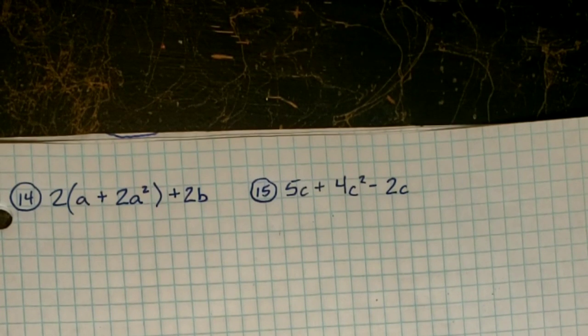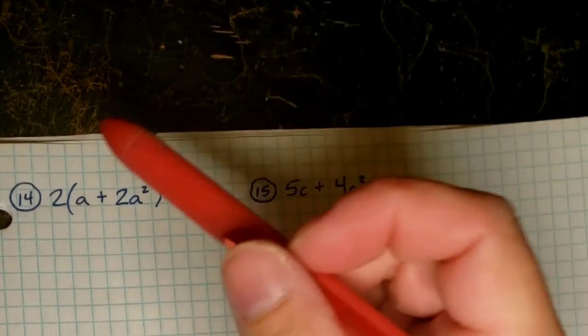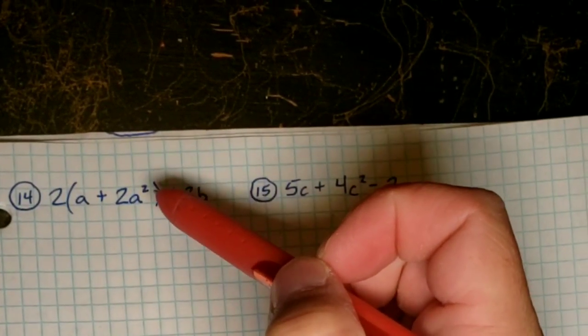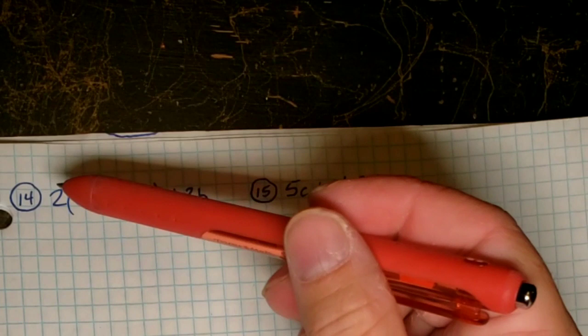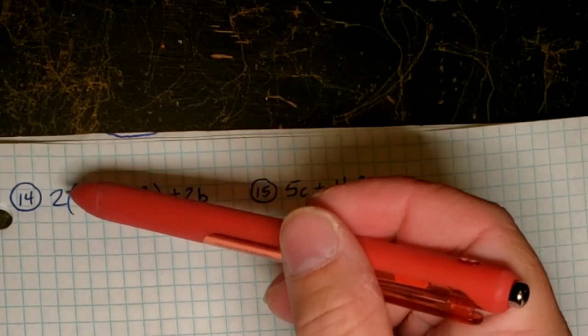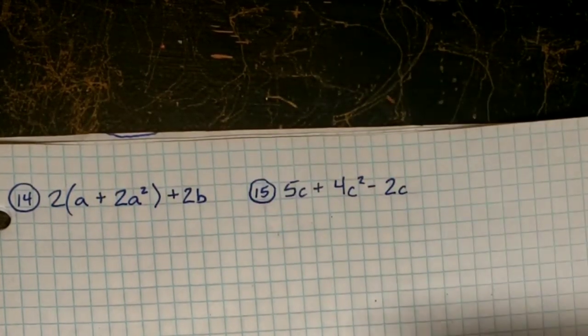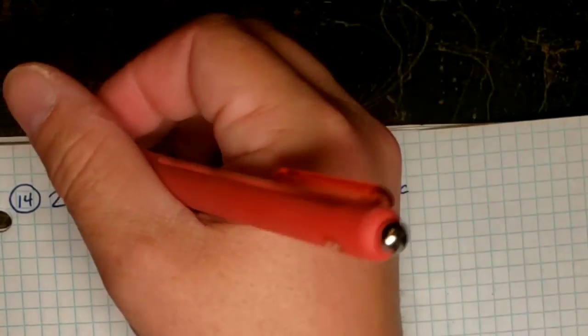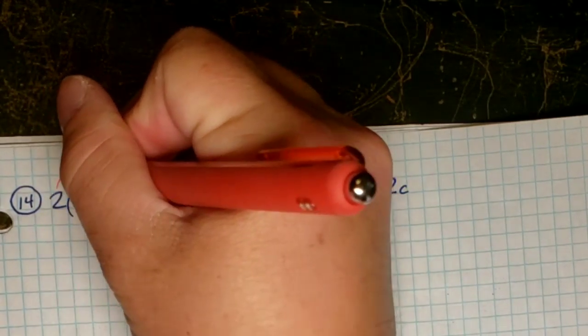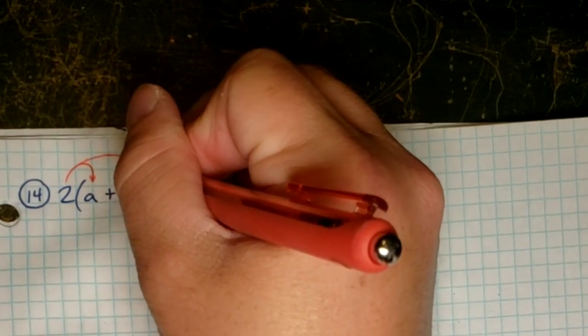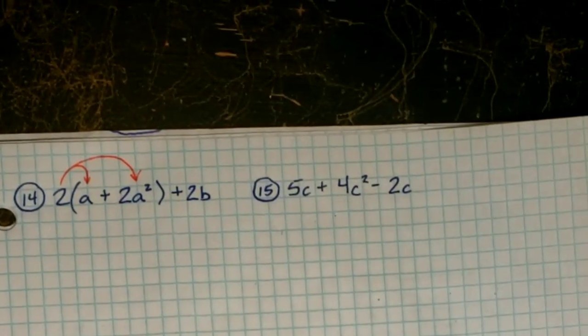Number 14 says 2 times the quantity a plus 2a squared, plus 2b. What makes this one different is that we have this number right outside of some parentheses, which doesn't mean that you multiply 2 times a. You have to distribute the 2 to everything inside of the parentheses. So not only are we going to multiply 2 times a, but we're going to multiply 2 times a positive 2a squared.